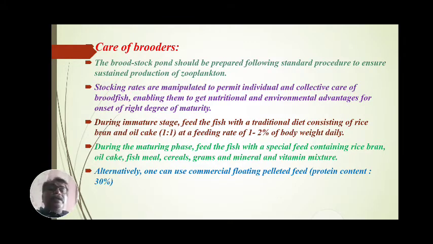That is, when the fish are in the maturing phase, food grains are supplied as a diet. That diet is a nutritional, balanced diet. What is in the balanced diet? It contains rice bran, oil cake, fish meal, cereals, grams, minerals, and vitamin mixture. All these are mixed in the diet, and such a diet is supplied to the brooders in the maturing phase.